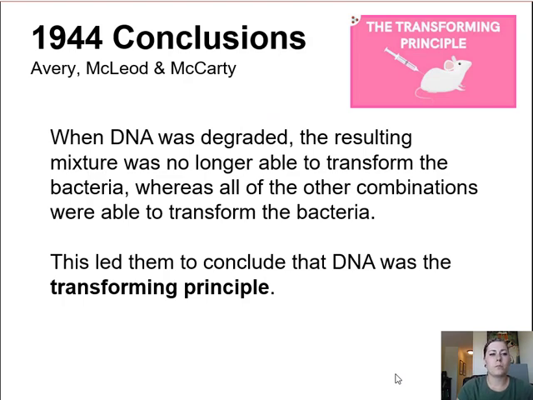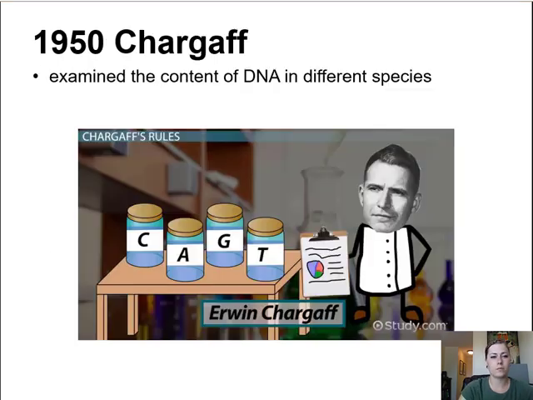What they concluded from this was that when DNA was degraded, the resulting mixture was no longer able to transform the bacteria, whereas all other combinations, the combinations that contain DNA, were able to transform the bacteria. So this is how they got the conclusion that DNA was the transforming principle from the previous experiment of Griffith.